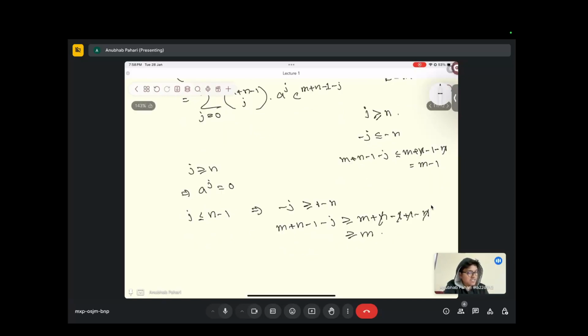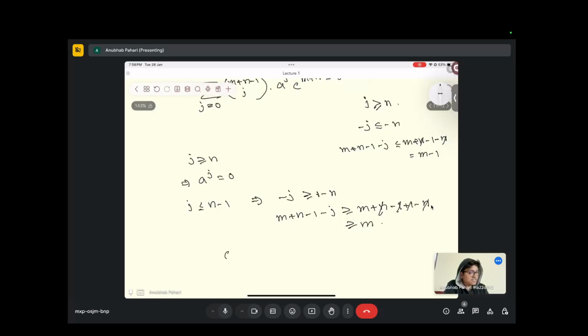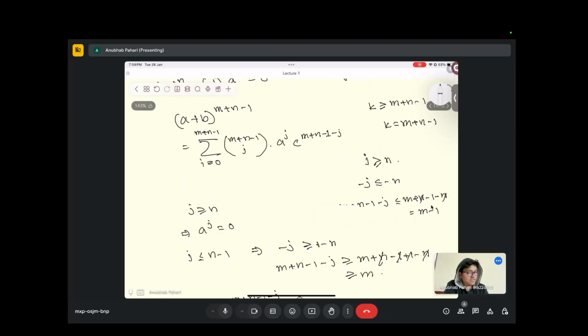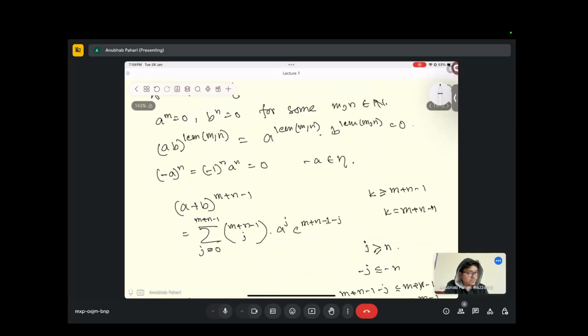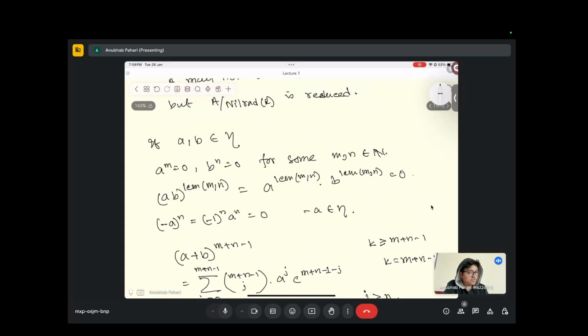So when j is less than or equal to n minus 1, then c to the power m plus n minus 1 minus j, this thing is greater than m, so it should be 0, right? Because c to the power m equals 0.